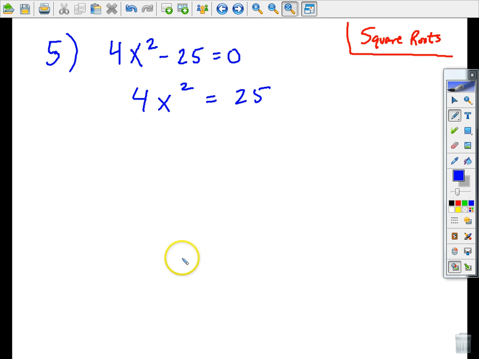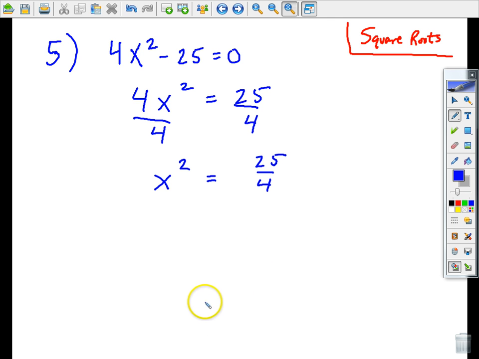Allie, what would you do next? You would divide by 4. Okay, you could divide by 4. In this particular case, you have an option, but we'll go with Allie's suggestion. She said divide by 4, which gets us to x squared is 25 fourths.